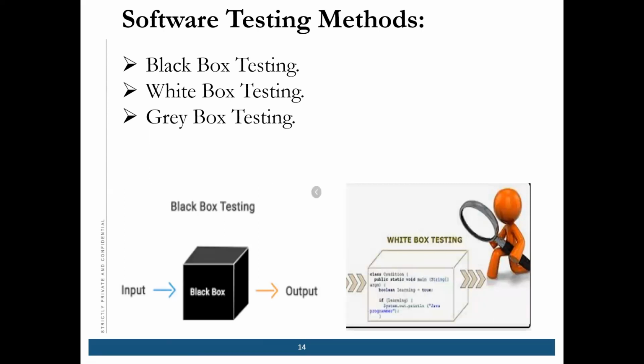Now comes the software testing methods. Okay, so these are the three methods: black box testing, white box testing, and gray box testing. Black box testing is also called behavioral testing, where the internal structure, design, implementation, and user interface of the product are tested without being known to the tester. That is the reason it is called black box testing.